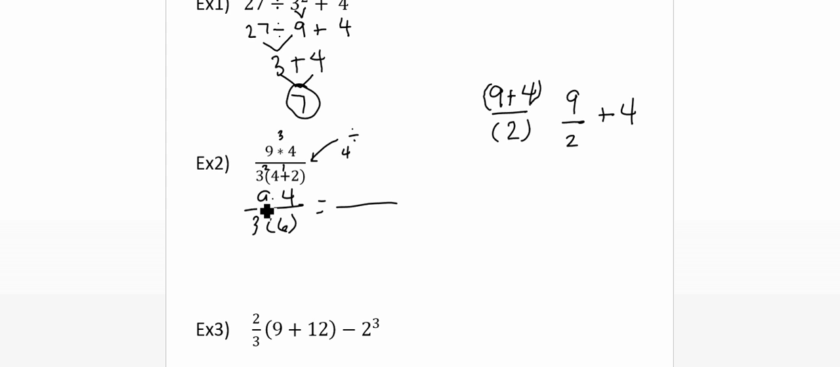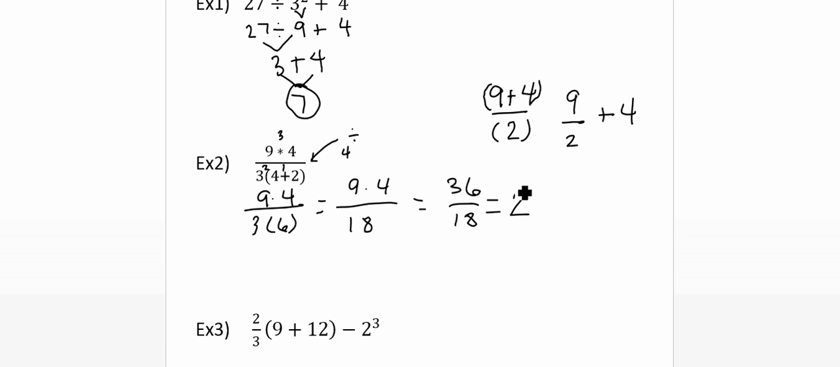Multiply here. You can go ahead and do both multiplications at the same time. You can do that, but I would probably recommend against it until you get a lot better. 3 times 6, I'm going to go ahead and do my step 2. 3 times 6 is 18. Leave the top alone. That is going to become 9 times 4 is 36 over 18. And then, like I said, step 4 is to do the division last. 36 divided by 18 is 2.